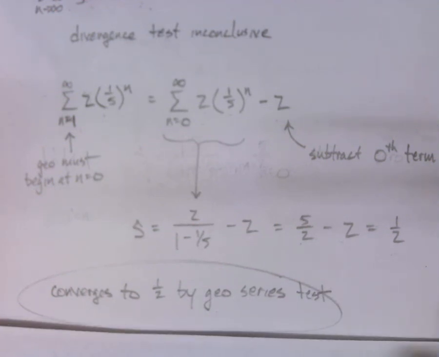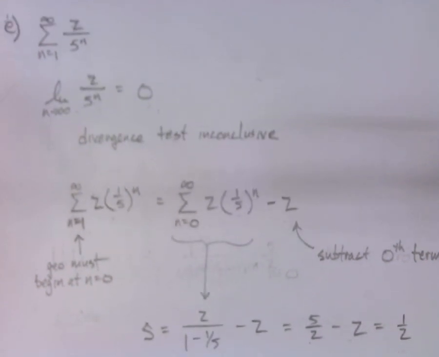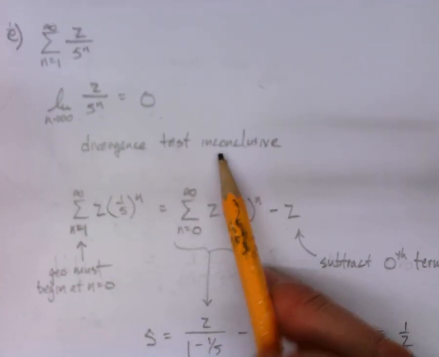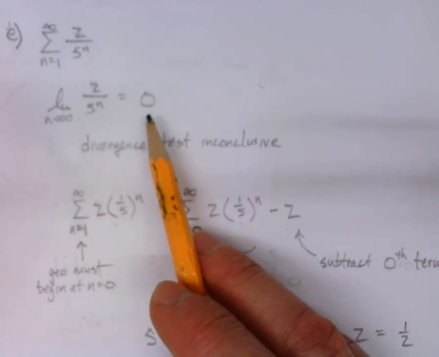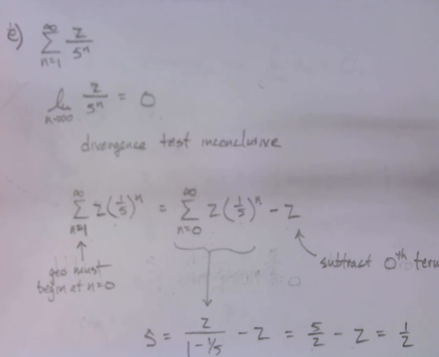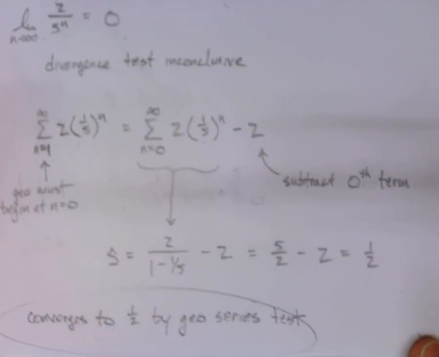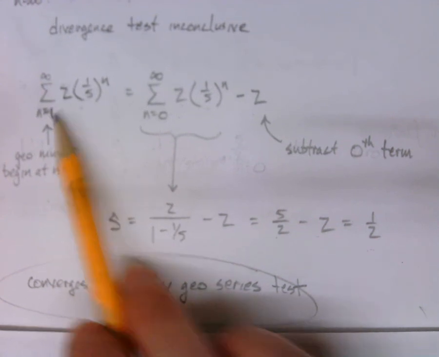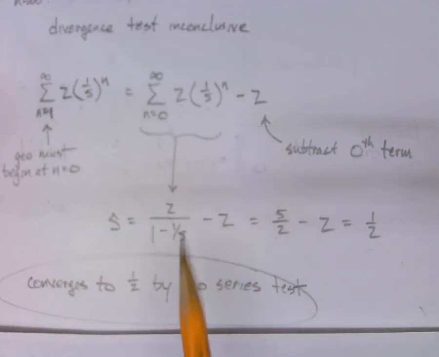Okay, so part of the point of this example was to show you when the divergence test fails. When is it inconclusive? If my limit equals 0, I can't say a word. I just have to move on and do something else. And then there's this delicate procedure of converting it from n equals 1 to n equals 0, and then applying my formula to get to what it actually adds up to.